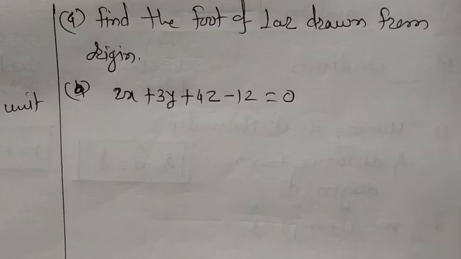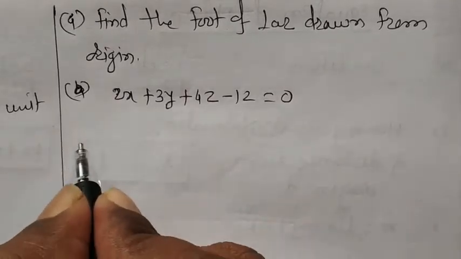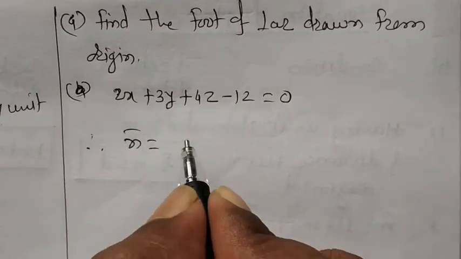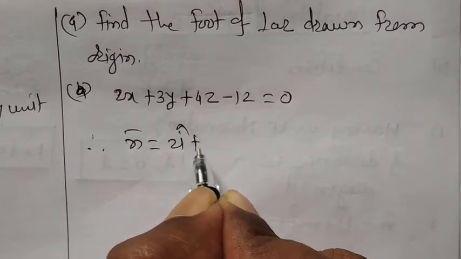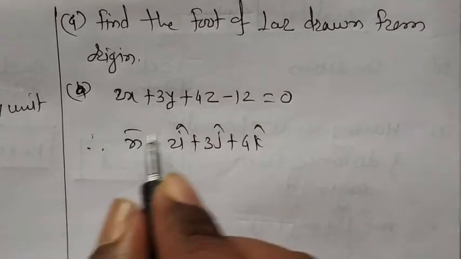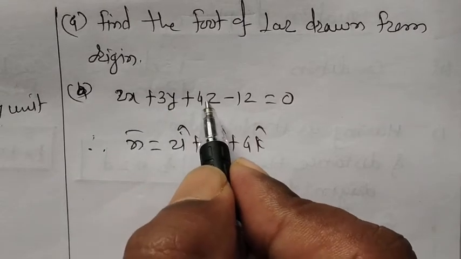Number 4. Find the foot of perpendicular drawn from the origin. And there are again 4 examples. We will take the first, a: 2x plus 3y plus 4z minus 12 equals 0. From this equation we know that the normal n bar equals what? 2i plus 3j plus 4k. These are the normal's components: coefficient of x, then coefficient of y, and then coefficient of z.